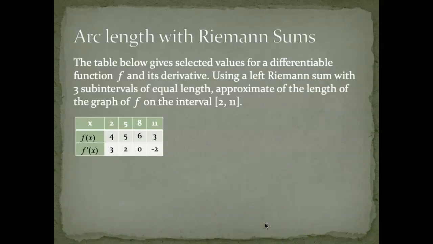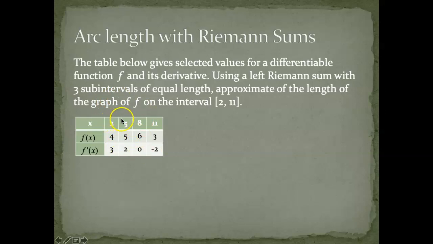Last example. How do we find arc length with Riemann sums, okay? So not always are we going to be given a function. Sometimes you're just going to be given some data points in a table. So this table below gives selected values for a differentiable function f and its derivative. So this is the function value, this is its derivative. Using a left Riemann sum with 3 subintervals of equal length, approximate the length of the graph of f on the interval from 2 to 11.